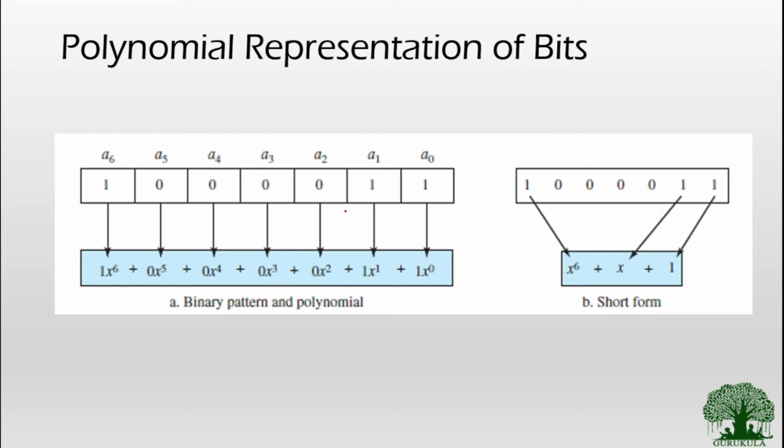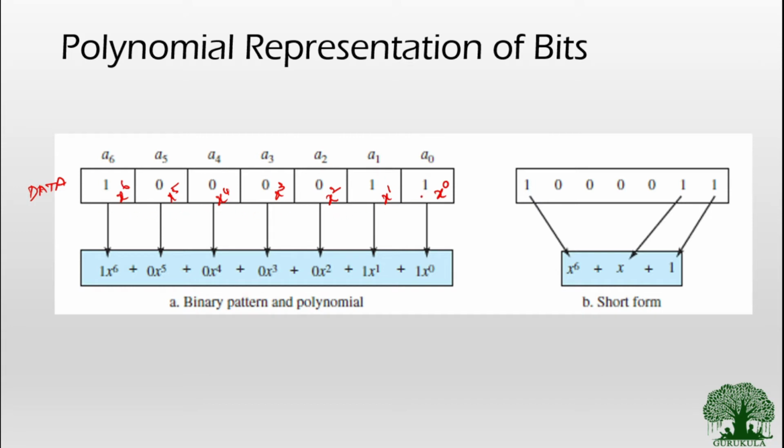So what is polynomial representation? Let us assume that this is the data which I wanted to transmit. How do I represent this in a polynomial form? I can easily represent this in polynomial form as such. The first position of the bit represents the polynomial x to the power of 0. Similarly, the second position takes the polynomial representation of x to the power of 1. Similarly, it goes on: x to the power of 2, x to the power of 3, x power 4, x power 5 and x power 6. So this is the polynomial representation of these bits.